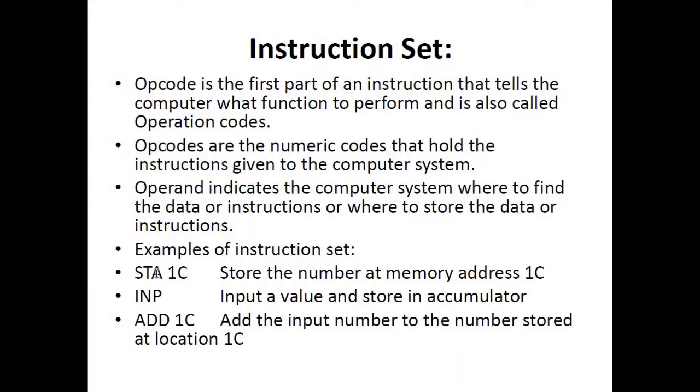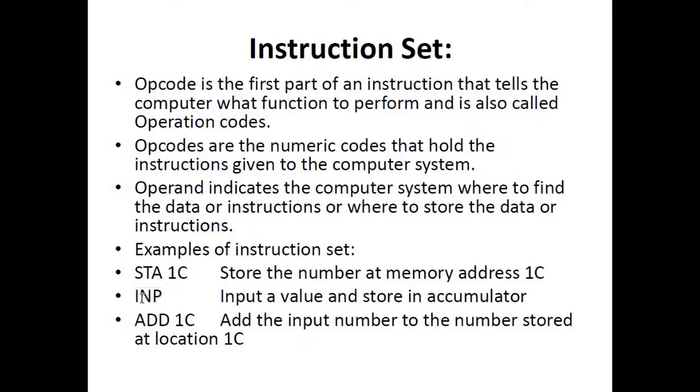For example, STA 1C. STA stands for store, so it is saying store the value at 1C. This would be a memory location. Now remember that an instruction is always in two parts with a space in between. The first part is the OP code or operation code, and the second part is the operand. OP code tells the computer what to do, what task to perform, what operation to perform, and operand tells the computer where to store the data or from where to retrieve the data. So STA 1C means store the number at memory 1C.